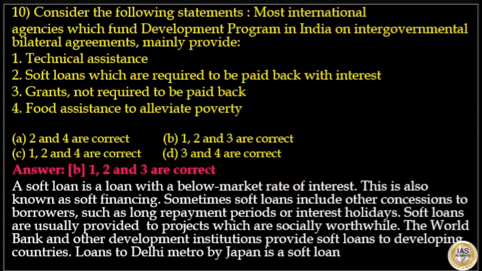A soft loan is a loan with a below market rate of interest. This is also known as soft financing. Sometimes soft loans include other concessions to borrowers such as long repayment periods or interest holidays. Soft loans are usually provided to projects which are socially worthwhile. The World Bank and other development institutions provide soft loans to developing countries. Loans to Delhi Metro by Japan is a soft loan.